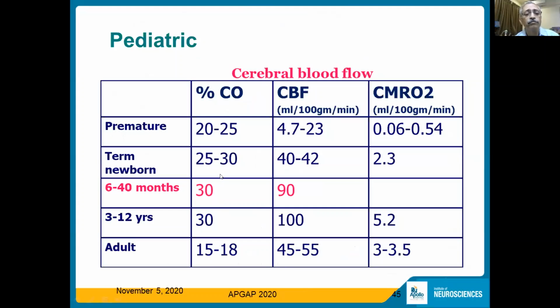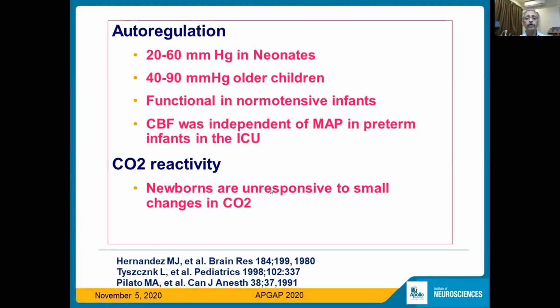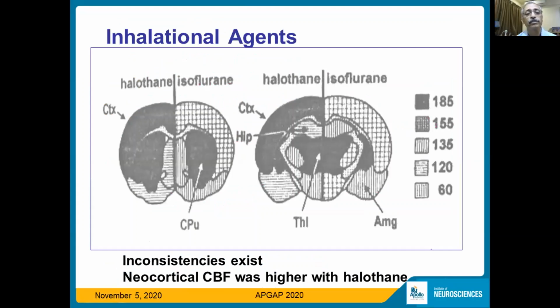Just to note on pediatrics, cerebral blood flow and CMRO2 are much higher in the pediatric age group. It is understandable because there is increased development and increased activity. Autoregulation in neonates has been explained; in older children it is about 40 to 90 millimeters of mercury, and carbon dioxide reactivity is not seen in newborns and neonates. However, as the child grows older into infancy, it comes back to the adult responses.